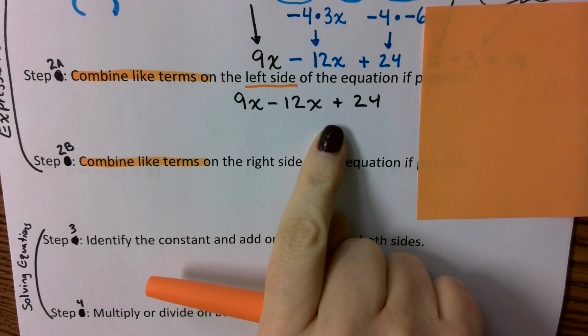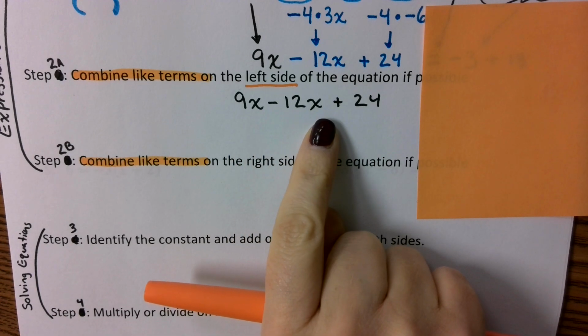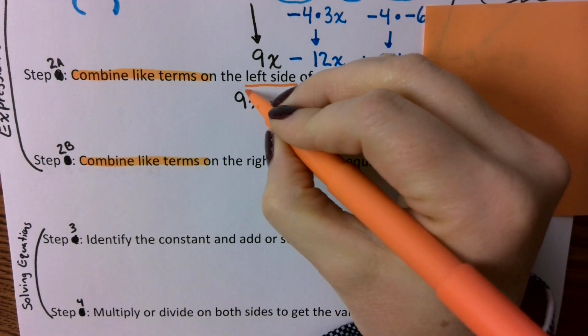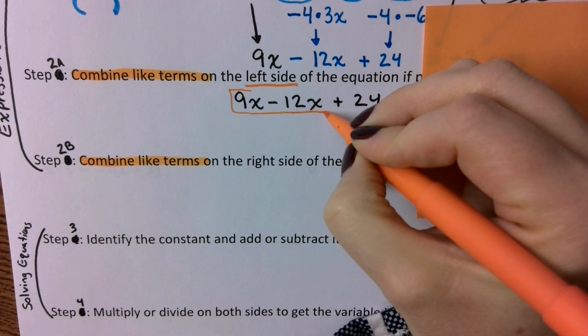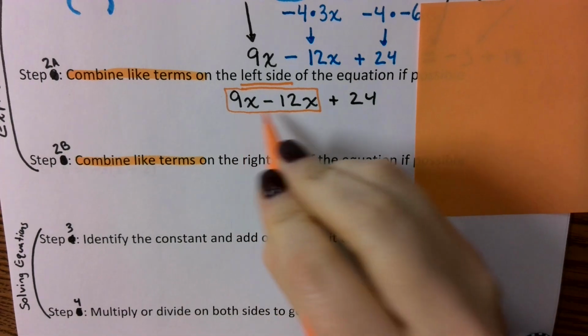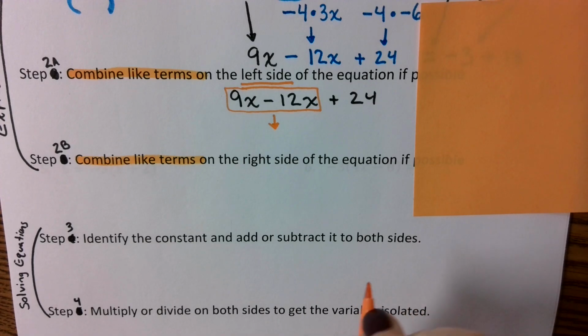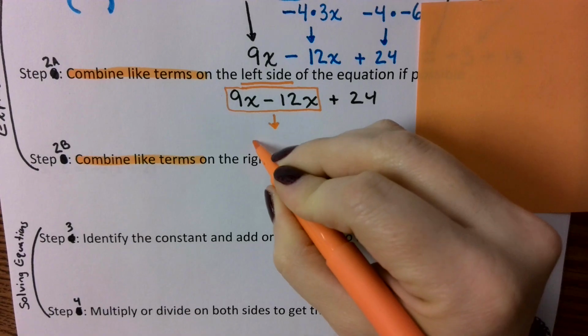So like Lucas said, he said that 9x minus 12x can be simplified. So I'm going to go ahead and put a box, I'm using my orange, around the 9x minus 12x. I don't need to rewrite that because they're already side by side. If they were not side by side, then yeah, I would want to rewrite it. But what is 9x minus 12x going to give us? Negative 3x.